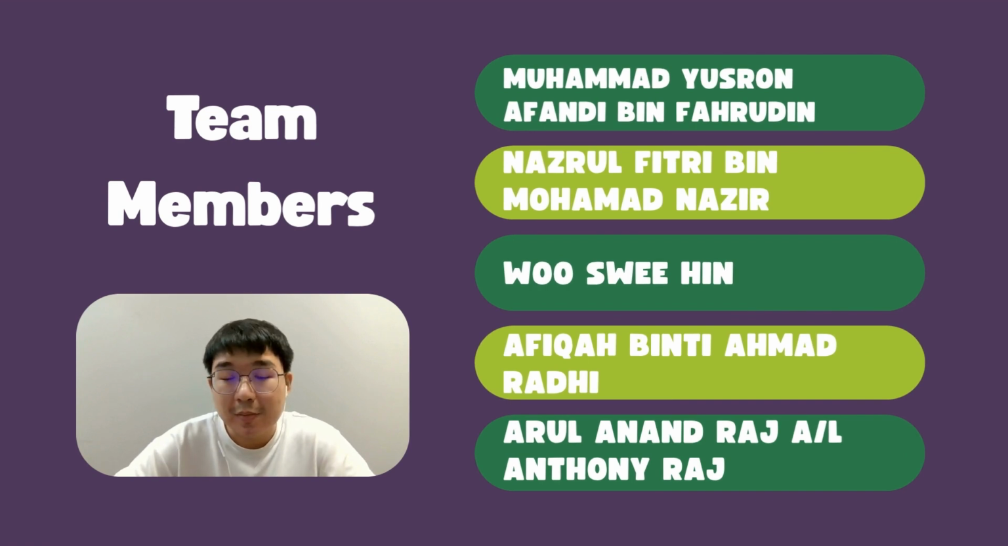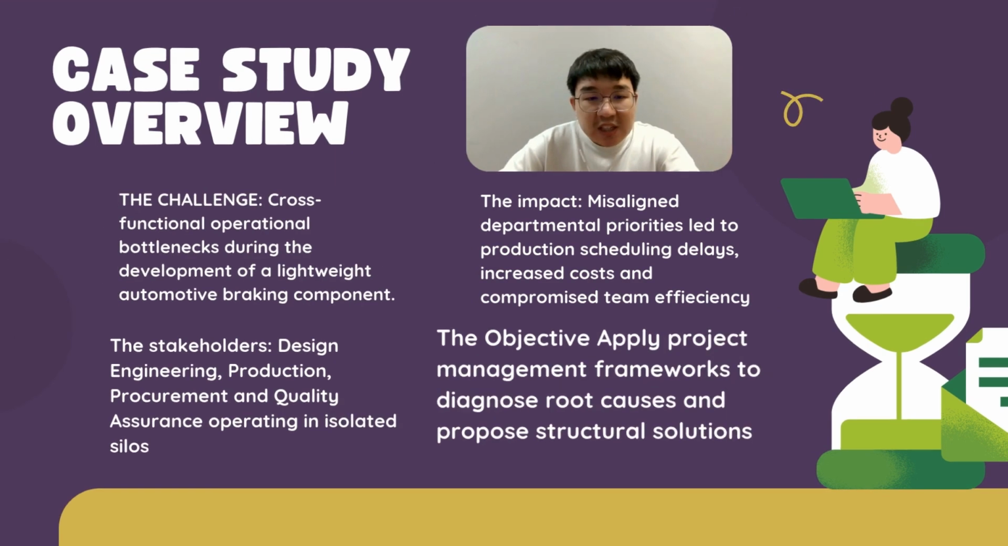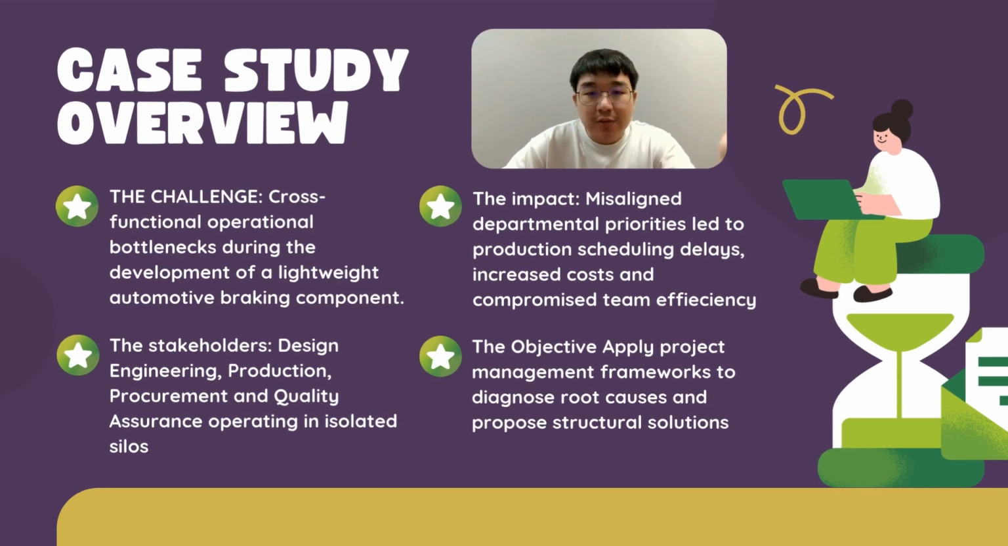So as you can see, the team members are built up from 5 students from different races. First is Yusron, and second will be Fitri, third will be me, fourth will be Afika, and fifth will be Raj. So to start, let's look at the case study overview first.